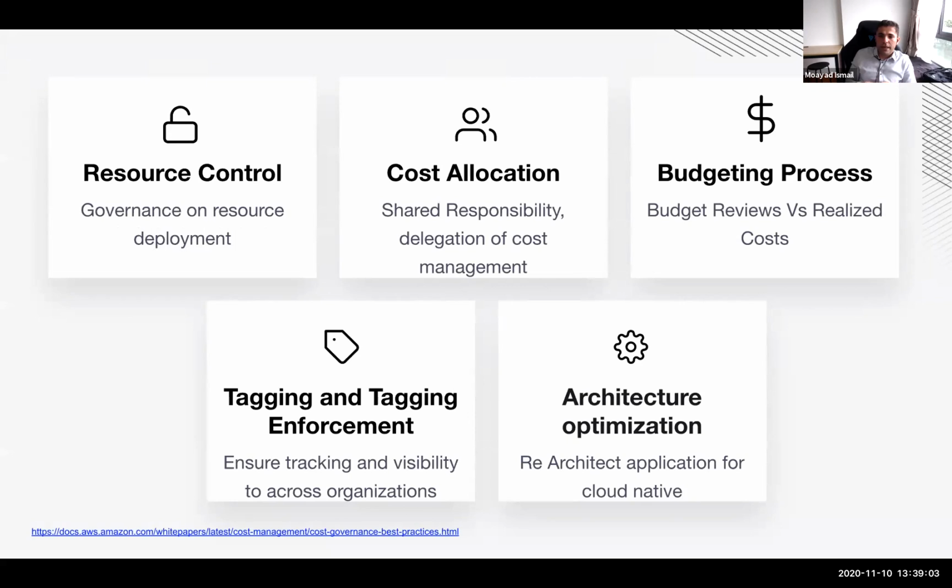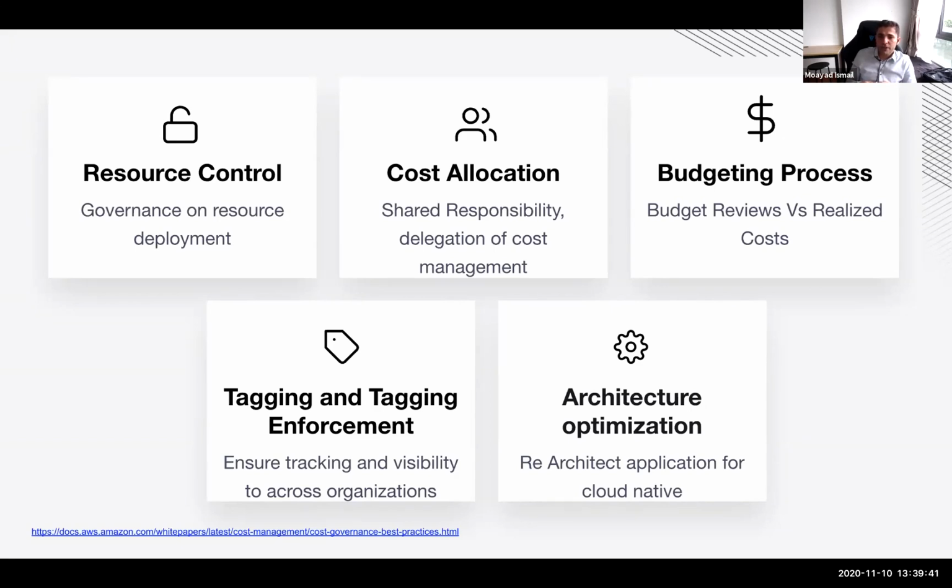Cost allocation. Now, all users of cloud should have a responsibility for the costs associated with its use. So, moving to a shared responsibility mentality, putting the message out, making sure people are accountable and responsible for the costs they generate. Budget process: how do we create cloud budgets, review the budgets, and track against the costs of cloud? Tagging and tagging enforcement. This will be a key theme. AWS tags allow you to ensure the tracking and visibility of deployed resources very effectively.